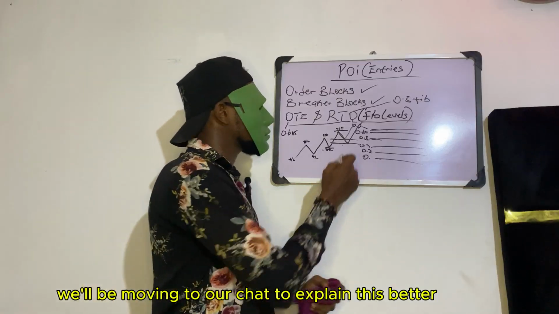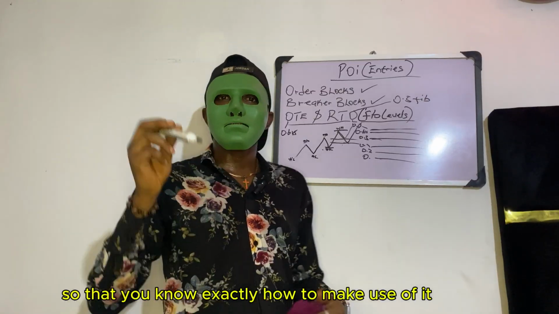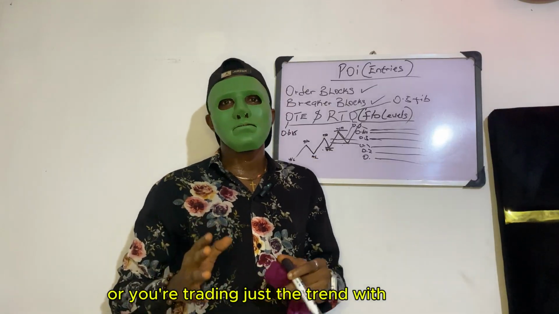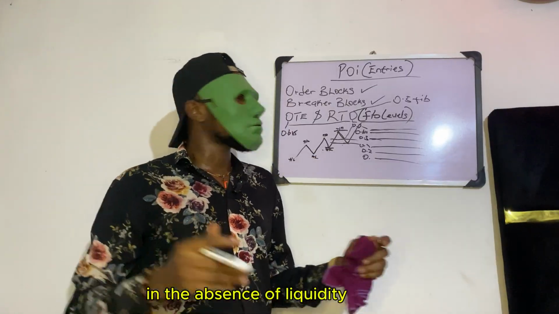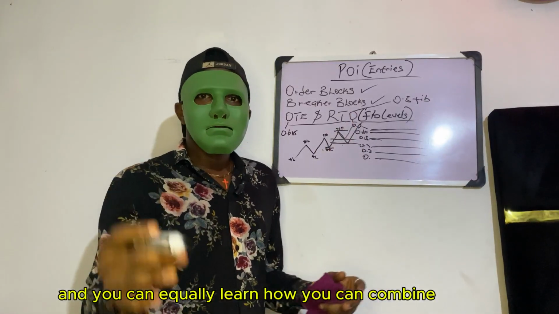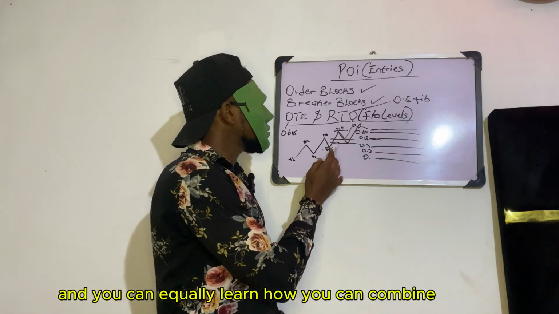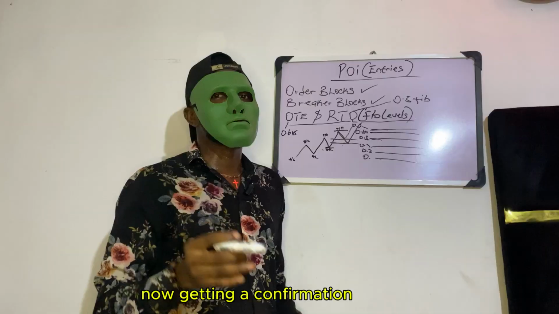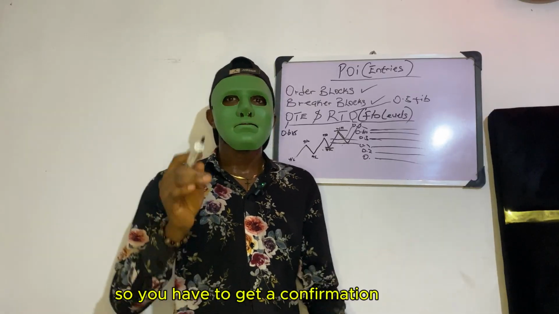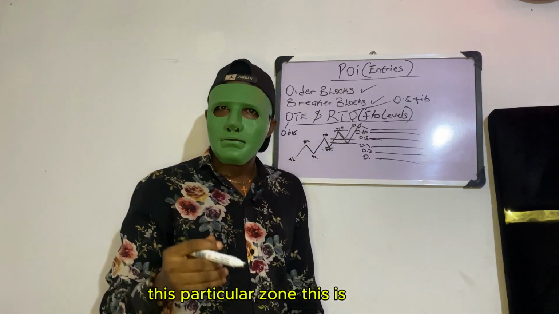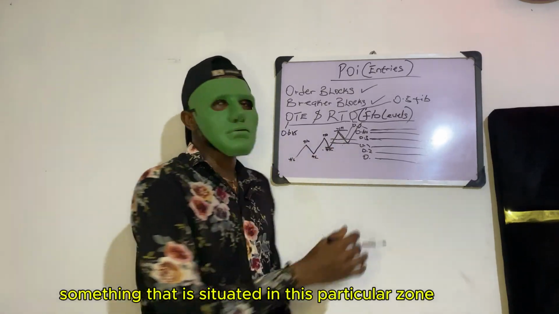We'll be moving to our chart to explain this better so that you know exactly how to make use of it while trading market structure, or just trading the trend in the absence of liquidity and every other thing. And you can equally learn how to combine getting these 0.5 or 0.6 fib levels with getting a confirmation, because you don't trade in isolation. So you have to get a confirmation of that particular zone, that yes, this is something that is situated in this particular zone.